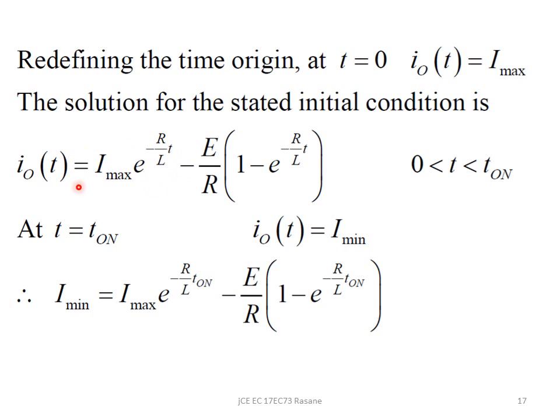So in this above expression, let me substitute I naught minimum, that is I minimum when t is equal to t on. So substitute wherever there is t as t on, and you get this expression for I minimum which has I max here. So we got two expressions for I minimum and for I maximum. Those can be solved and you can find the values of I minimum and I maximum using these two equations.